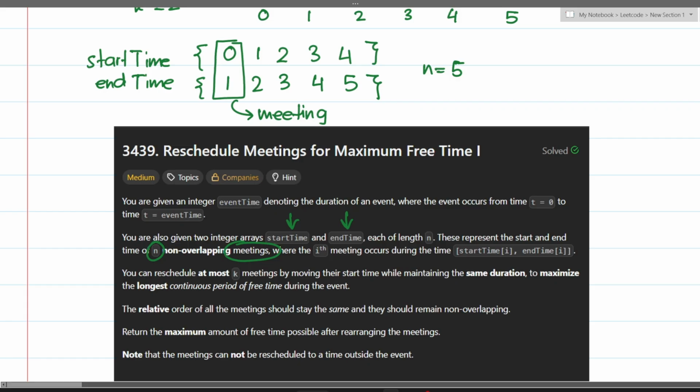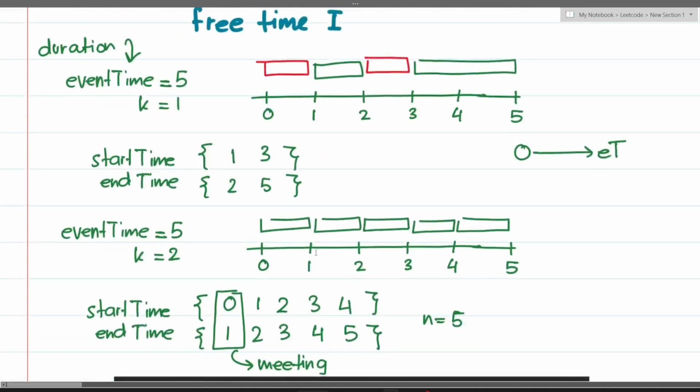Now what we need to do is reschedule at most k meetings. And why are we rescheduling the meetings? So that we can return the maximum amount of free time possible after the rearrangement. There are some things we need to keep in mind: the relative order of all the meetings should remain the same, and obviously the duration of the meetings should also remain the same. What we are looking for is the longest contiguous period of free time. So let's keep that in mind.